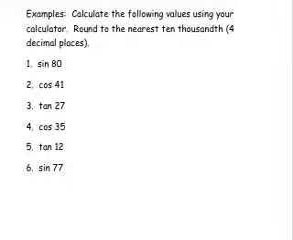So I need to calculate the following values using my calculator, rounding to the nearest 10,000th, so we're talking 4 decimal places. I'm going to hit mode to make sure that I'm in degrees, and I'm going to type in sine 80 and hit enter, and I get 0.9848, so it's almost 1. All right, the cosine of 41: in your calculator you're going to type in cosine 41 and enter, and I get 0.7547.